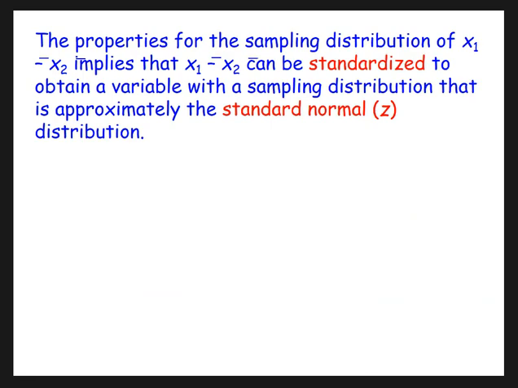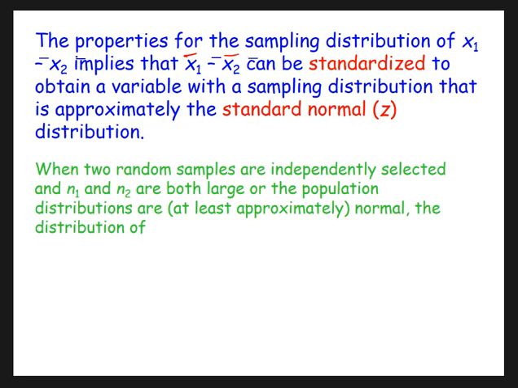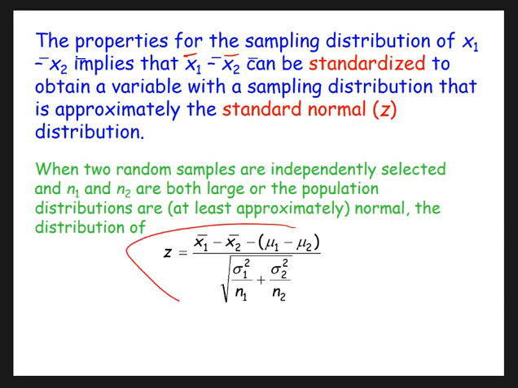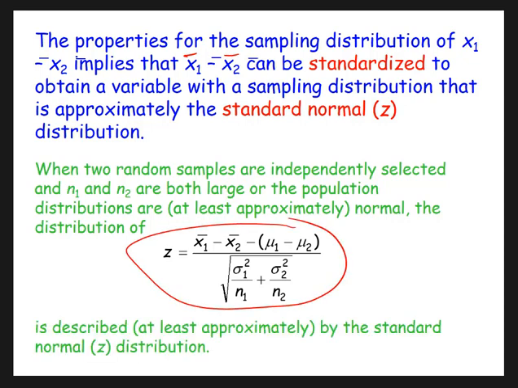The properties for the sampling distribution of X1 bar minus X2 bar imply that X1 bar minus X2 bar can be standardized to obtain variables with a standard normal distribution. In other words, we can apply standard normal probabilities to these once we calculate that mean and that standard deviation. So when two samples are independently selected from both large or normally distributed populations, the distribution is normal. And we can standardize it using a z-score. And then we can use that z-score to find probabilities if we would like.